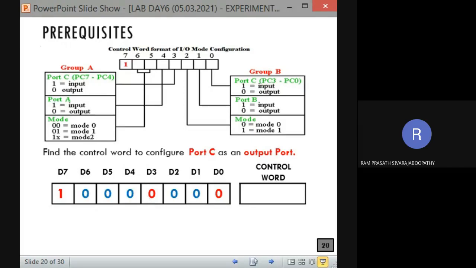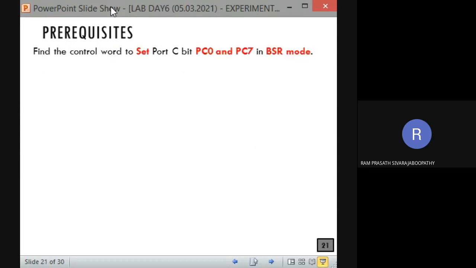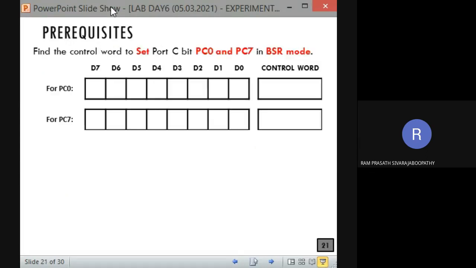What about the control word now? Can you say it quickly? What about the control word? Very good, 80H. That's all. So to configure port C as output, what is the control word? 80H. Next, find the control word to set port C bits PC0 and PC7 in BSR mode.